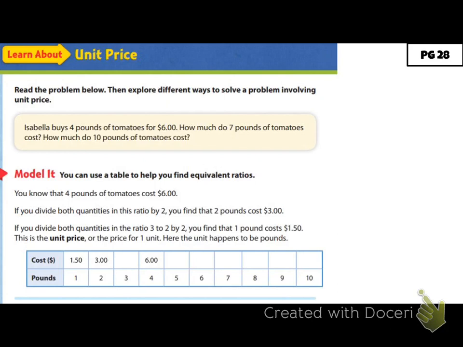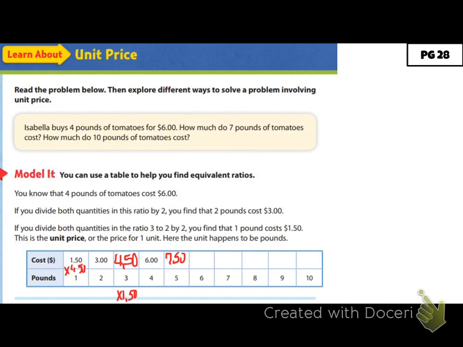So let's go in and fill this chart. So like I said, we multiply the number of pounds by $1.50 to get our cost. So 2 times $1.50 would give us $3. 3 times $1.50 would give us $4.50. 4 times $1.50 gives us 6. 5 times $1.50 gives us $7.50.